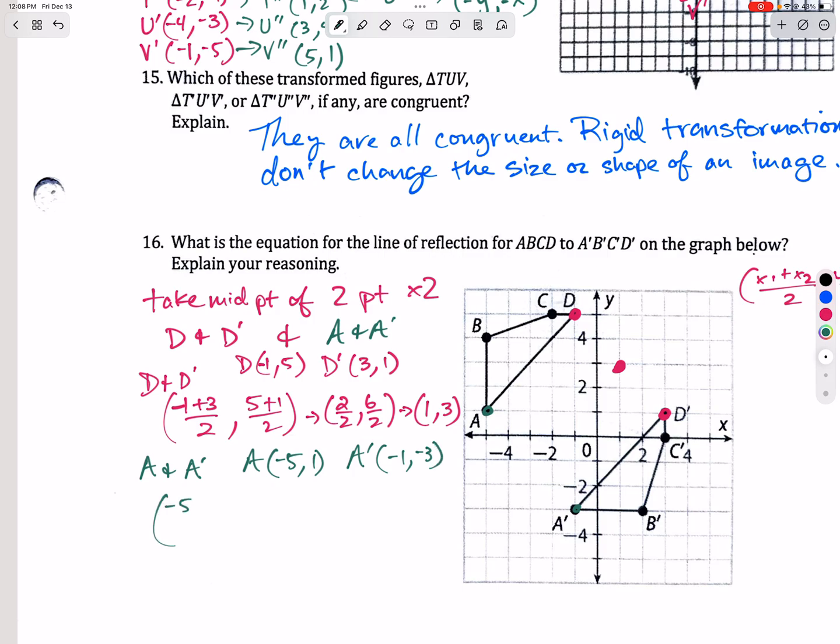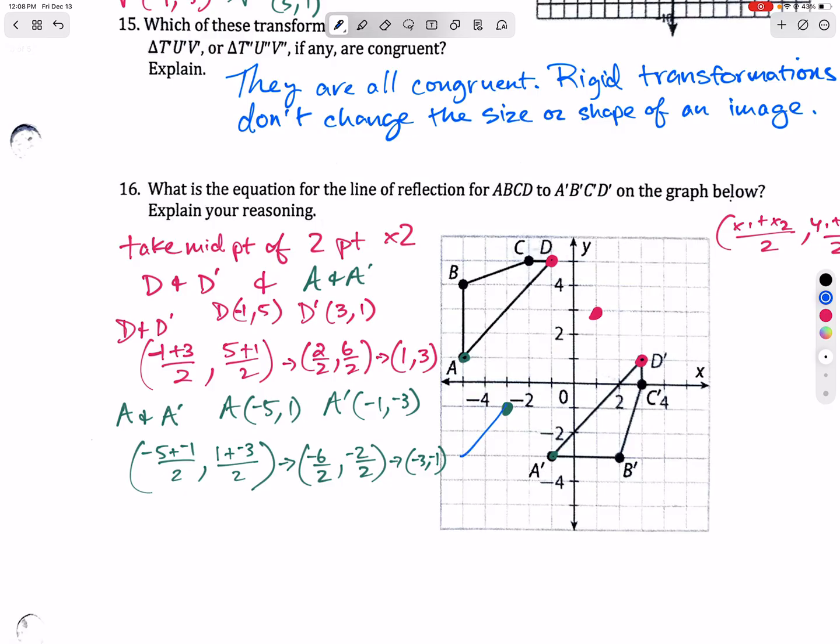So my two x's, I got -5 plus a -1 over 2. And my two y's, I got a 1 plus a -3 over 2. Okay, this becomes a -6 over 2, and that becomes a -2 over 2. And -3, comma, -1. So that's the midpoint, -3, -1. That looks about right.